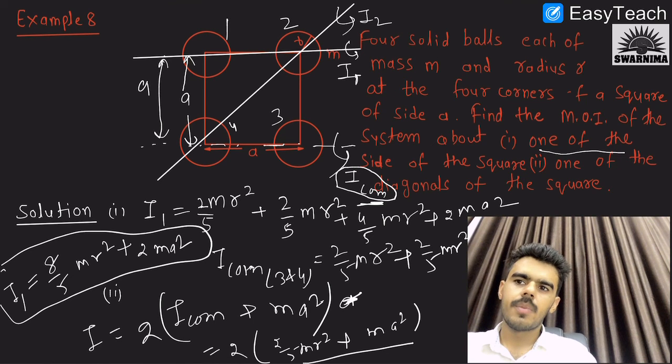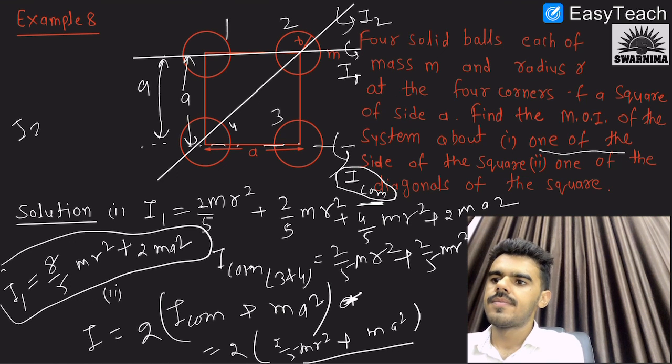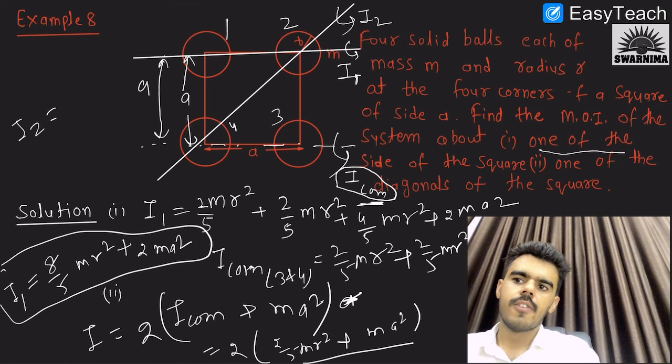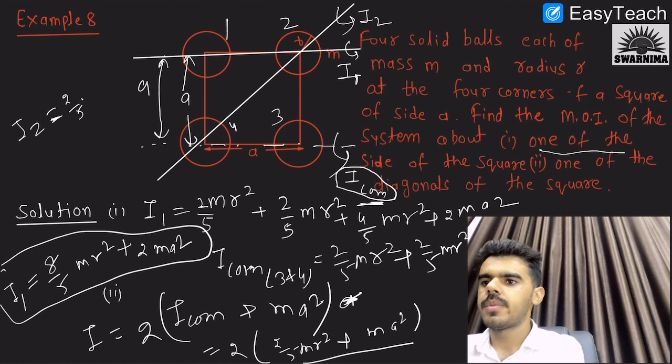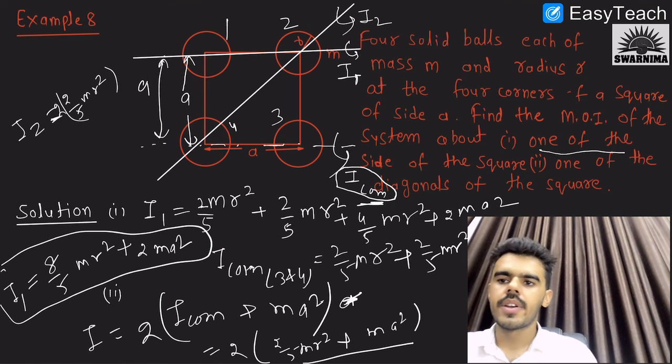Now if we talk about I2, then I2 becomes: balls number 3 and 4 have the diameter axis along I2. So 2 by 5 mr square plus 2 by 5 mr square, and double of 2 by 5 mr square due to ball number 2 and ball number 4.